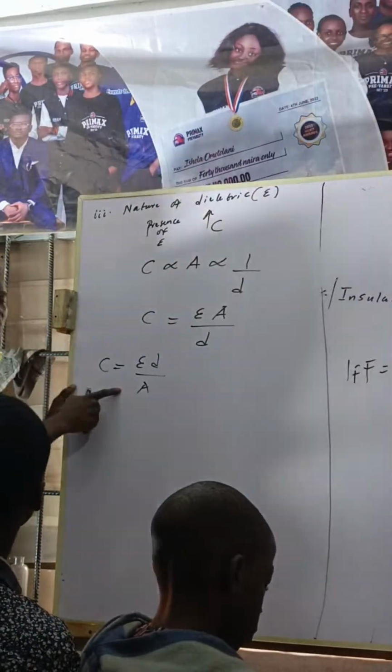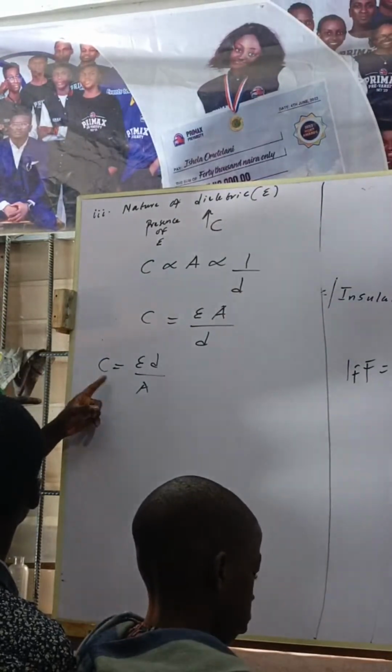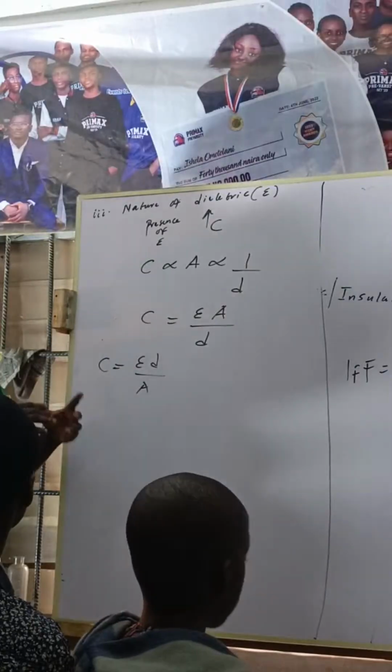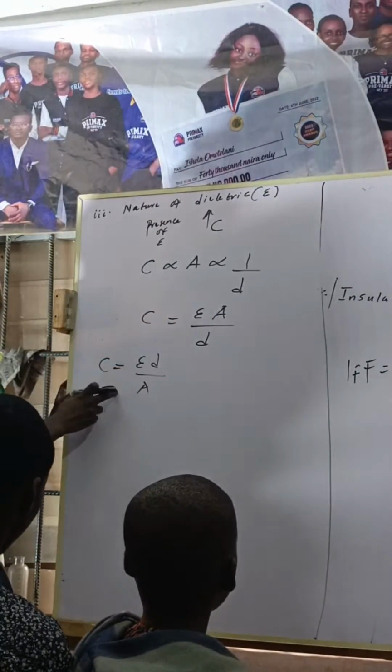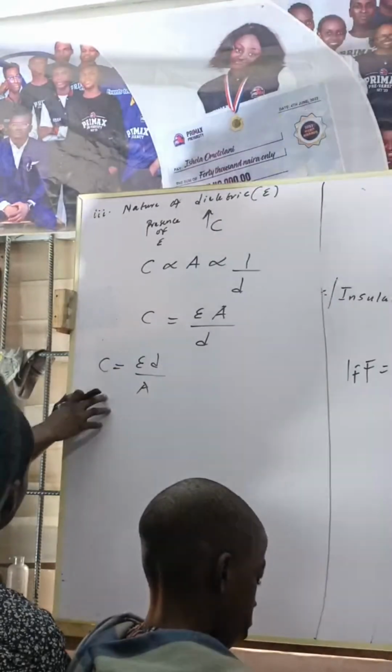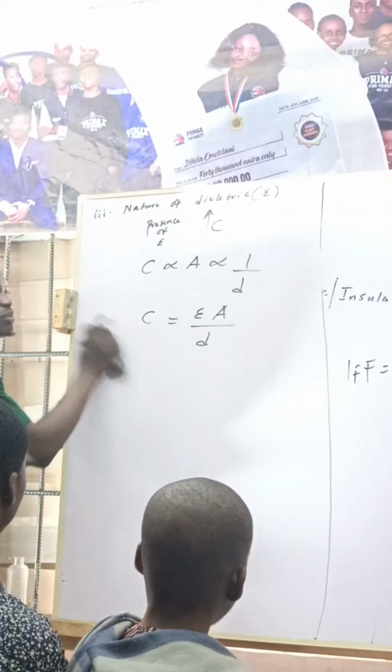So if you get to this level, your brain will think, A is inversely related. If area is smaller, the capacitance will increase. If area is bigger, you would know that you have made a mistake. Do you understand my point? So this is the formula, not this. That's why I'm taking time to explain that part.